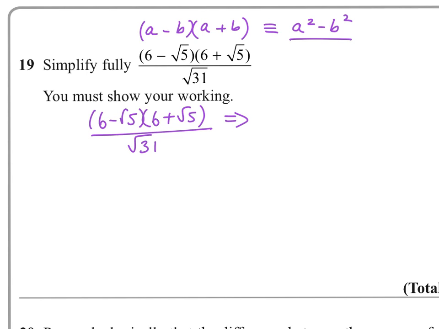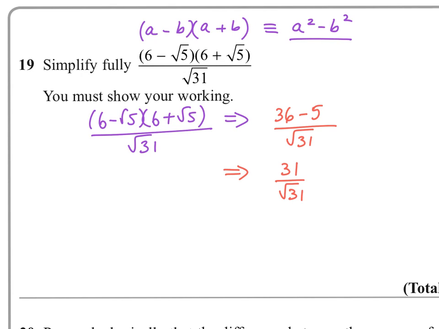So we'd have a, which is 6, so we'd have 36 minus root 5 all squared, which is just 5, over root 31, which we've not done anything to. So 36 minus 5 on the numerator becomes 31.